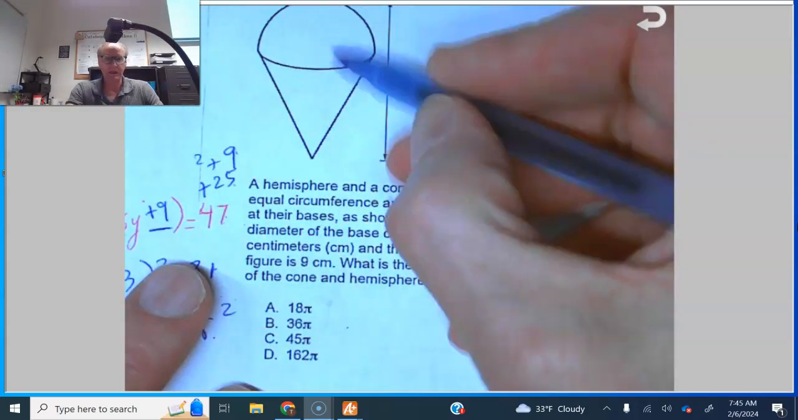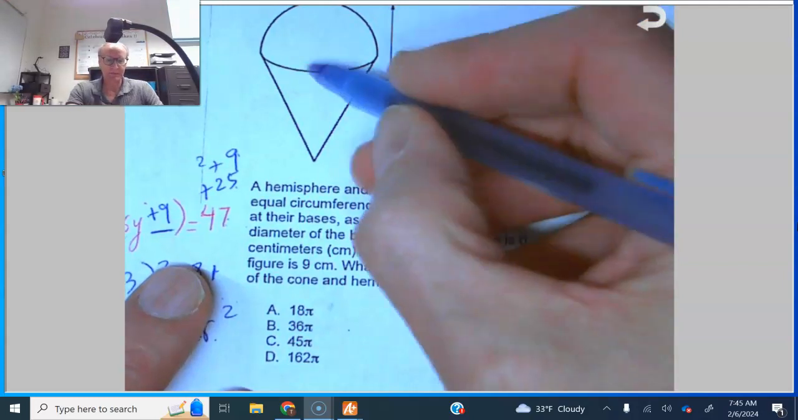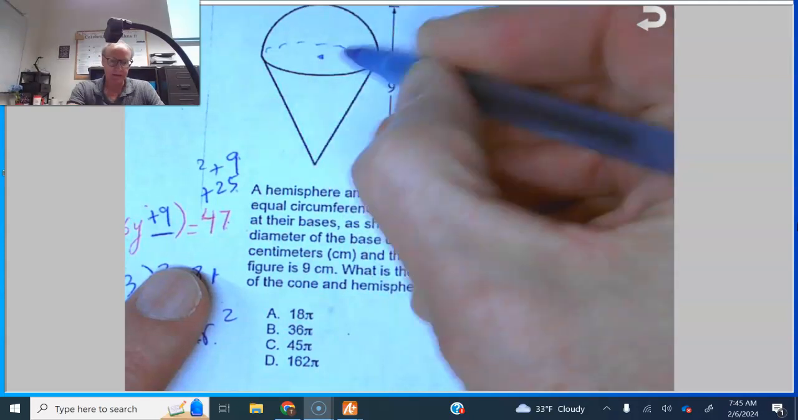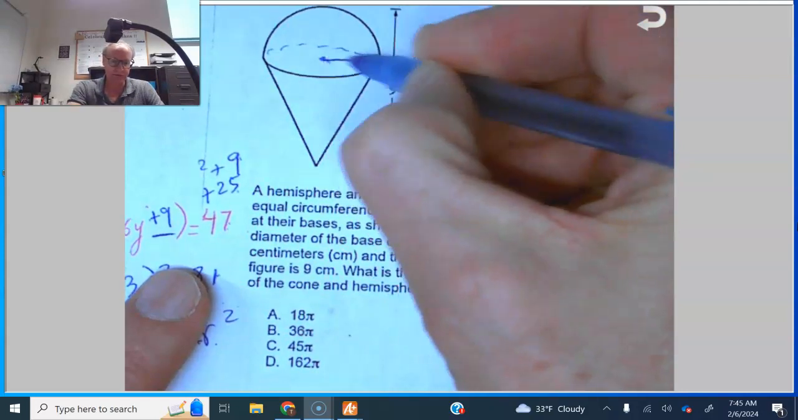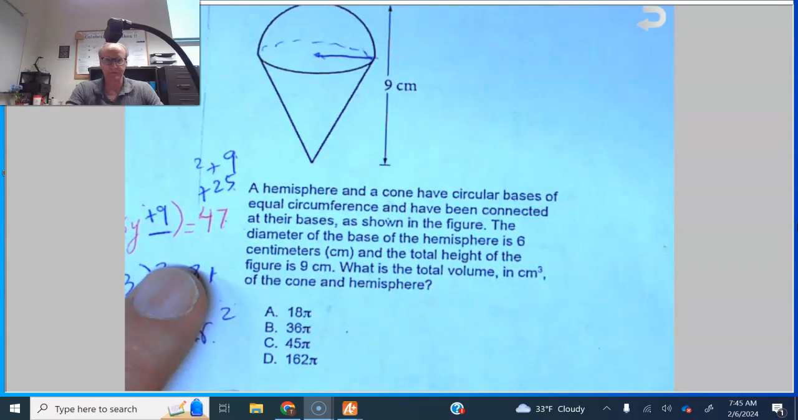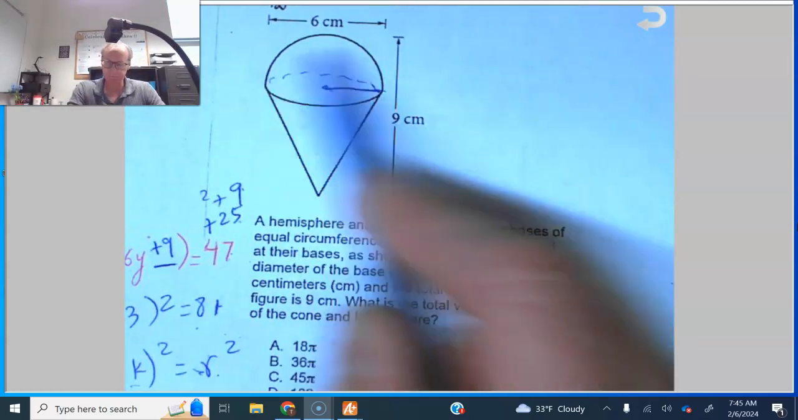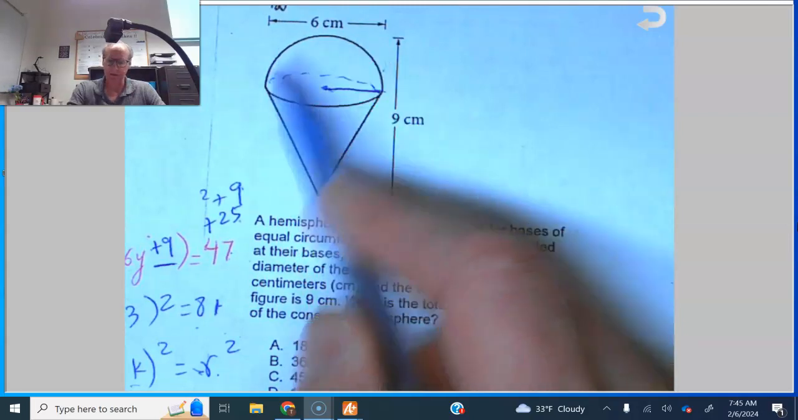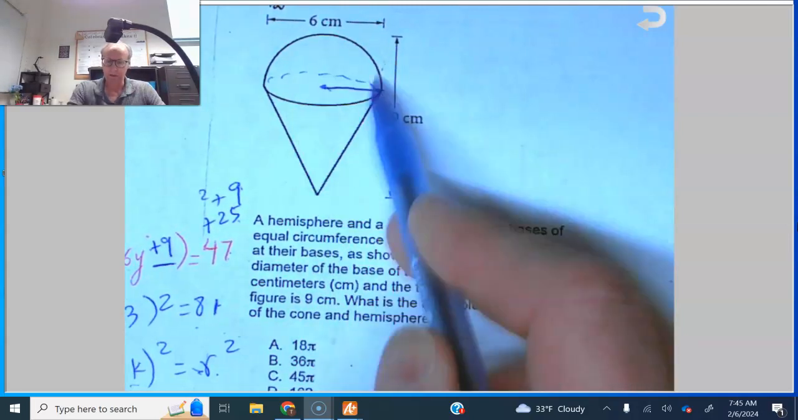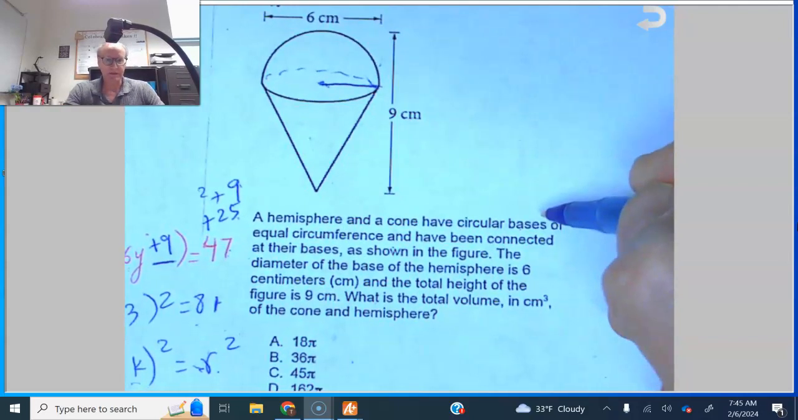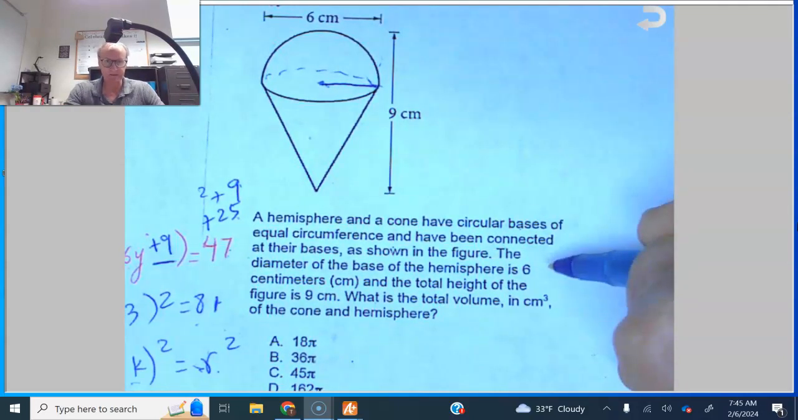we've got a cone, and it looks like a semicircle right here. So basically, here's our cone, and there's the center. Sometimes it helps to put a radius on it. There's a radius if that helps. So this is a hemisphere and a cone added together. It says, have bases of equal circumference and when connected at their bases as shown.